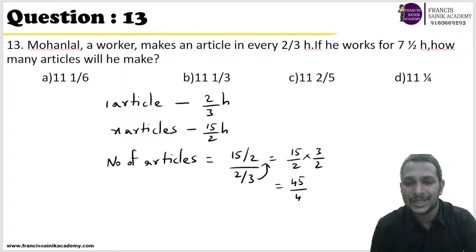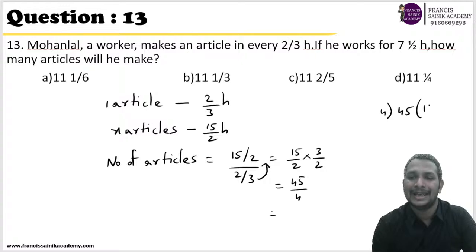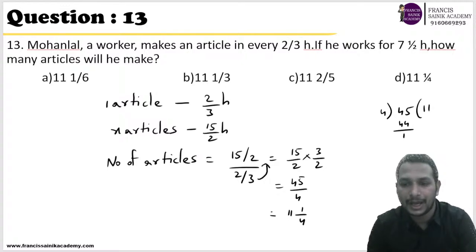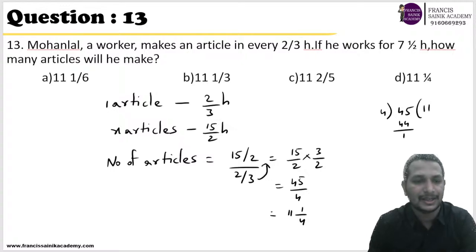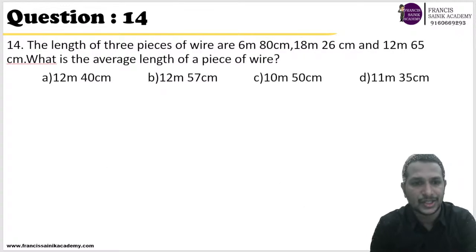But the answer is not given as a fraction; it is given as a mixed fraction. As we all know how to convert a normal fraction to a mixed fraction, the quotient is 11 and the remainder is 1. So we can prepare 11 1/4 articles. Okay. Next, coming to the next question.